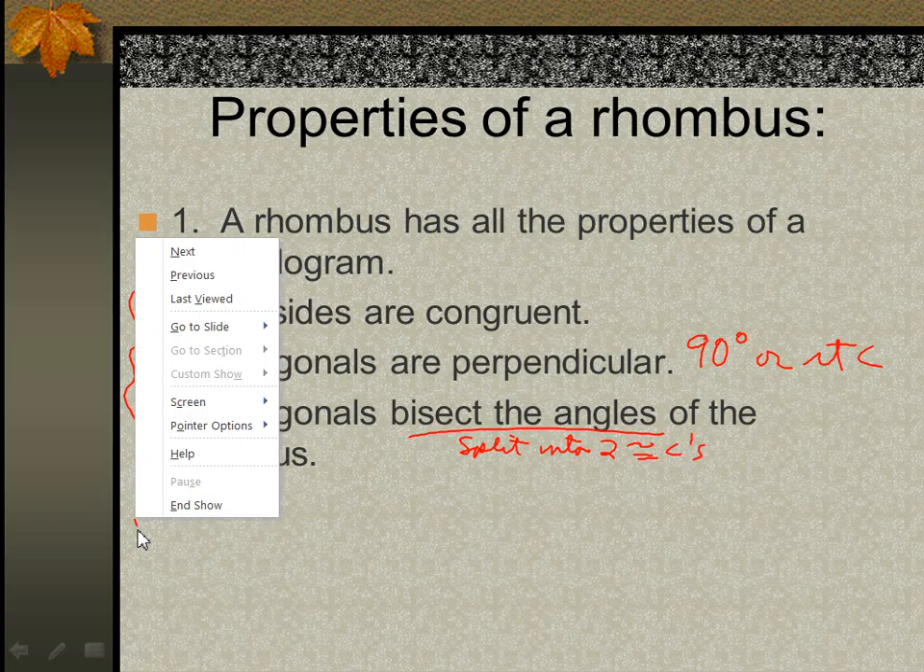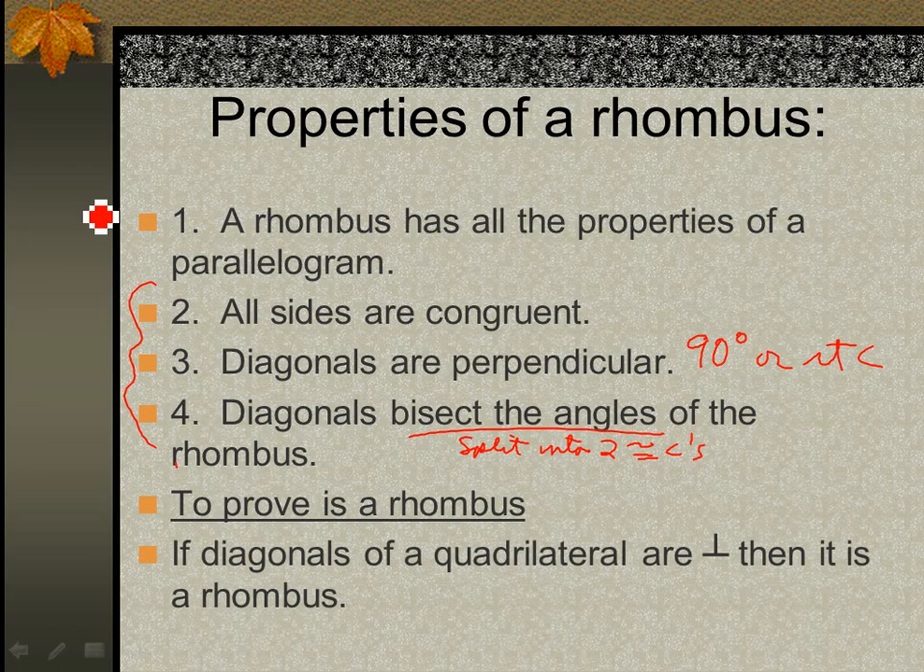Now, to prove something is a rhombus. The very first thing is, it has to be a quadrilateral. How do you tell if something's a quadrilateral? It's got four sides. You just count, right? Then you got to check to see if it's a parallelogram. If it is a parallelogram, then it might be a rhombus. And the easiest way to prove something is a rhombus is if the diagonals are perpendicular. So if the diagonals form right angles, then it's going to be a rhombus.